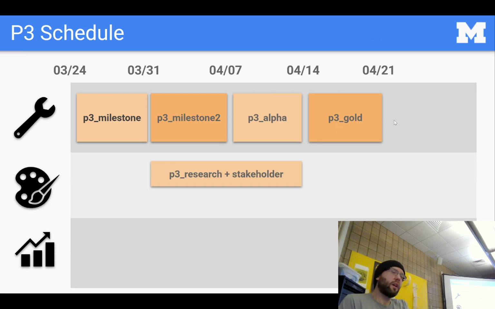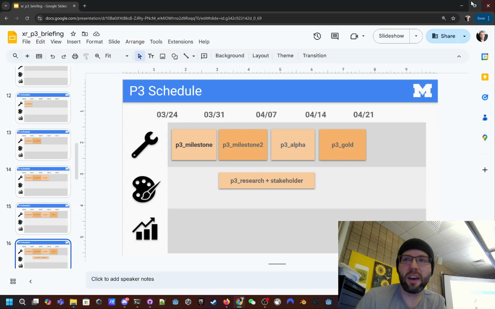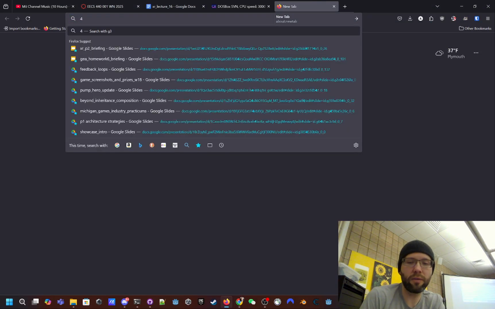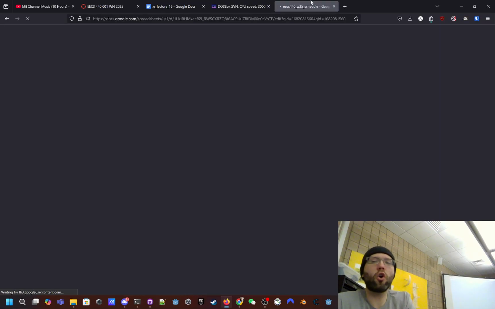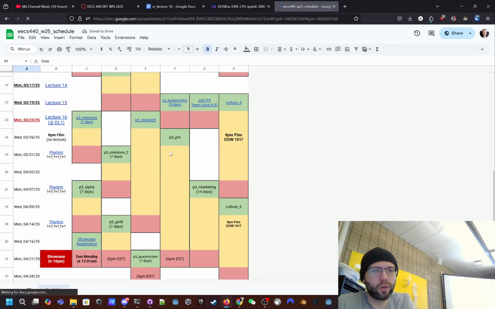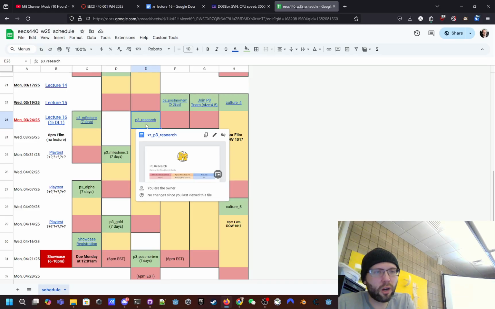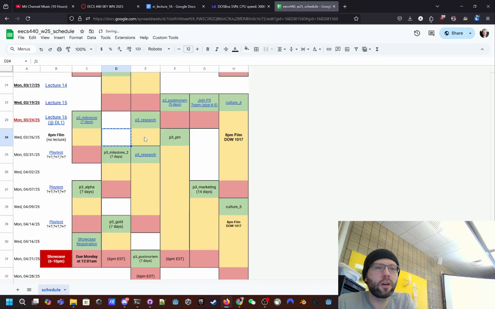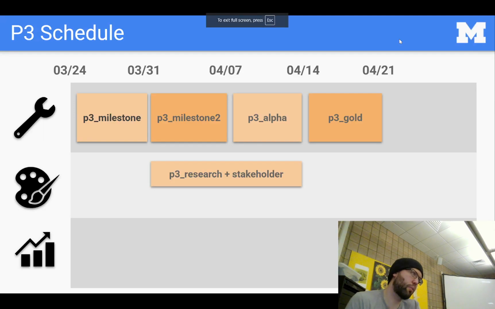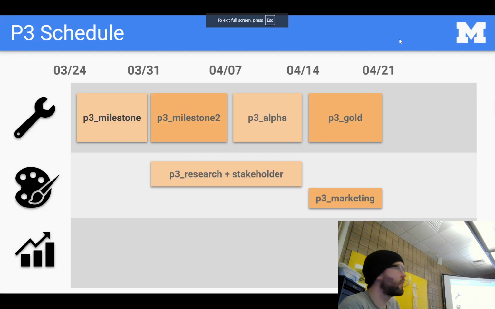In the middle of this homework, and I think the schedule is slightly off, let's take a look. In the middle of this homework, you're going to be doing research. You're going to be looking at what projects are out there. You're going to be talking with people who might be stakeholders and getting feedback and advice. So that's going to help you make a better final product. You'll know what's already out there. You'll know what matters to your target demographic and their problems.